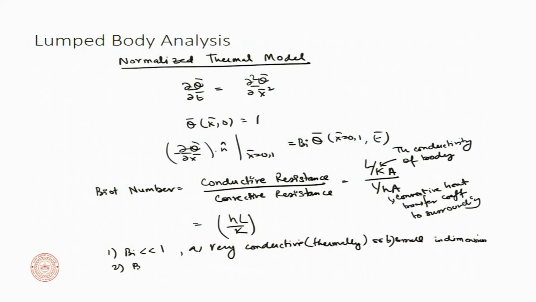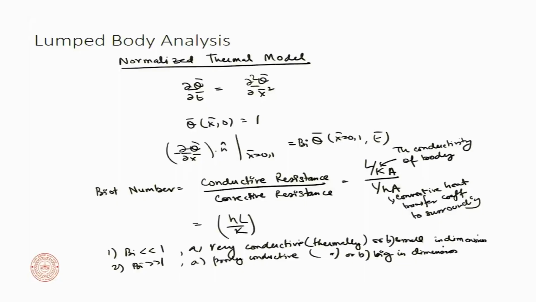The second is if the Biot number is greater than 1, then either the body is poorly conductive, again thermally, or the body is big in dimension. Okay. Again, if you compare this pen to a metal rod of the same thickness, then this pen made up of some polycarbonate or some polymer will have a poorer thermal conductivity, so a larger Biot number, and heat will take some time to dissipate compared to a metal pen.